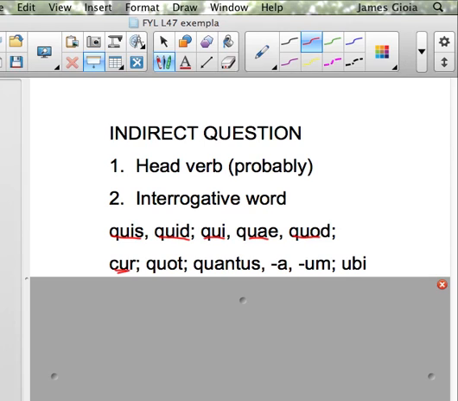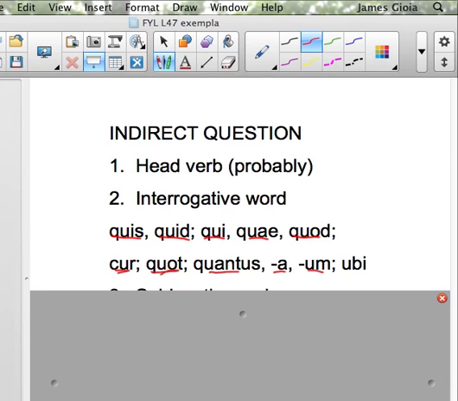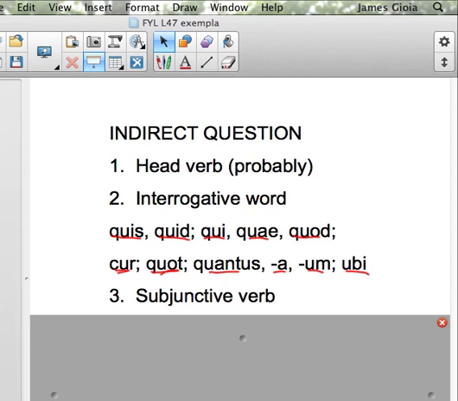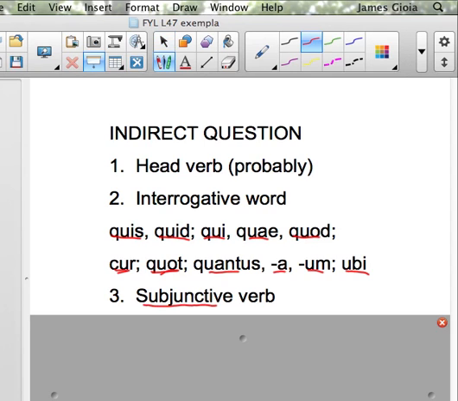Cur, which means why, is a good possibility. Quot, which means how many. Quantus, a, um, a new vocab word for us, which means how great. Ubi, which means where. After your interrogative word, you are going to have a subjunctive verb.